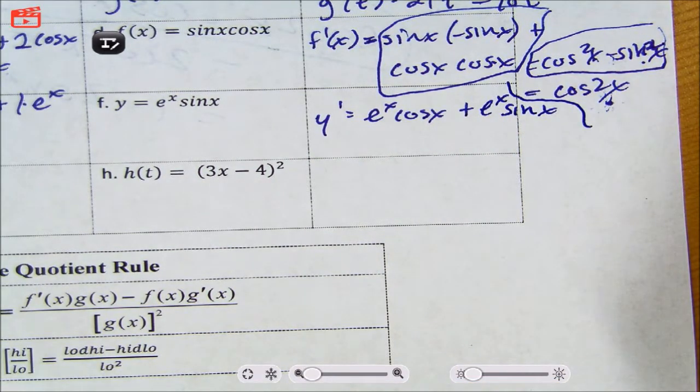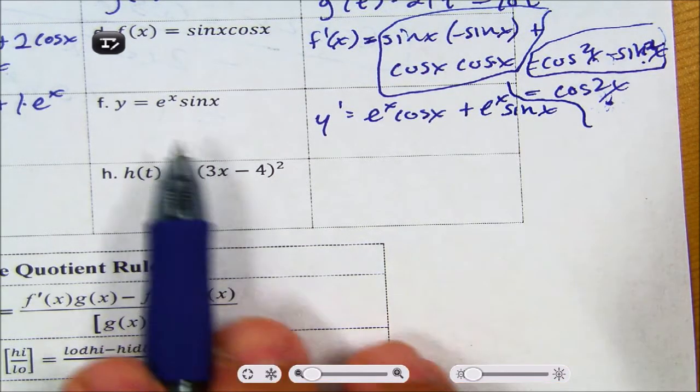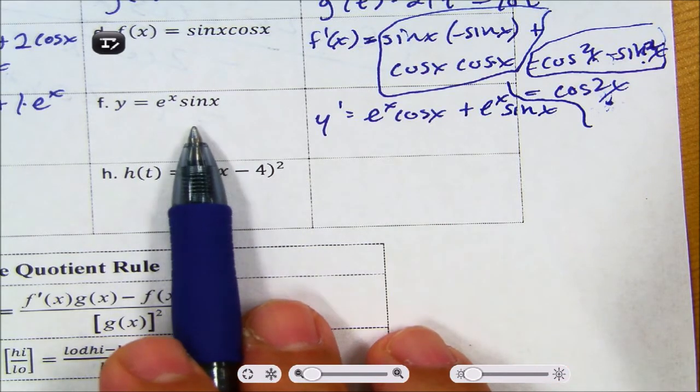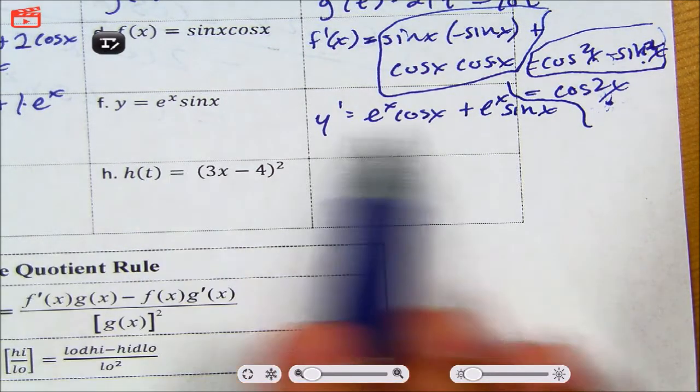What about minus sine x? No, because I'm not taking the derivative of cosine. I'm keeping sine x constant. I didn't take the derivative of cosine.